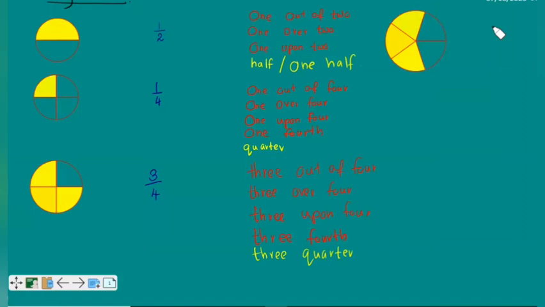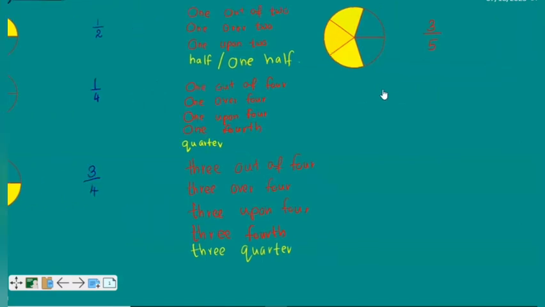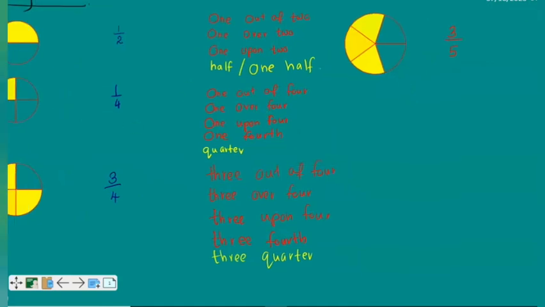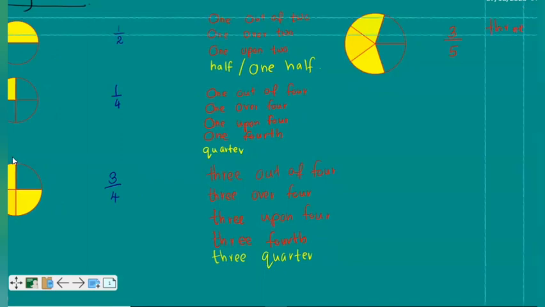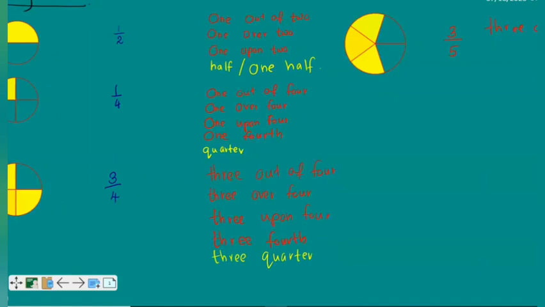Then here I have shaded 3 out of 5. Okay, then it can be read as 3 out of 5, or 3 over 5, or 3 upon 5, or we can read this as 3/5. We read it as 3/5. Okay, write down.